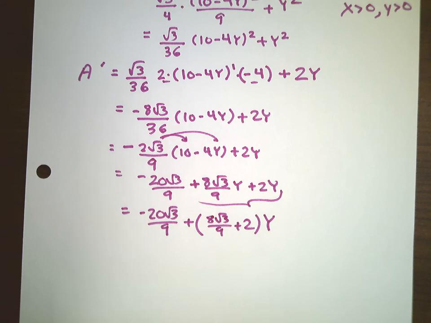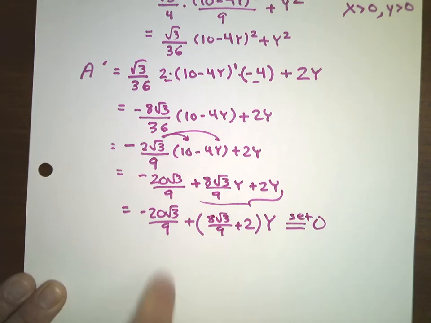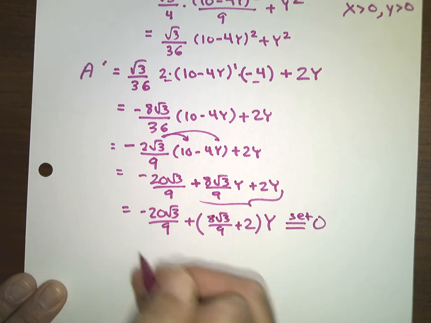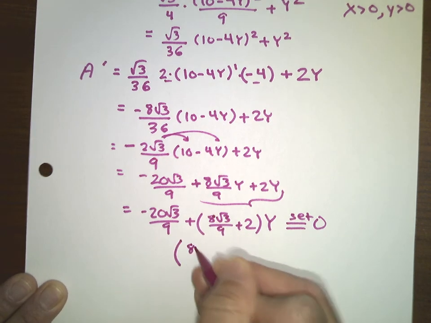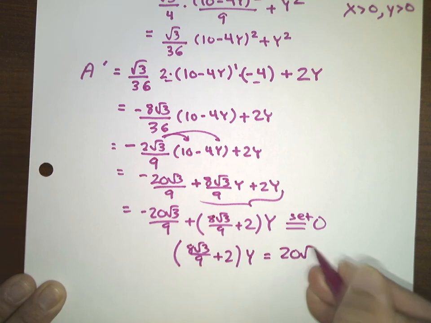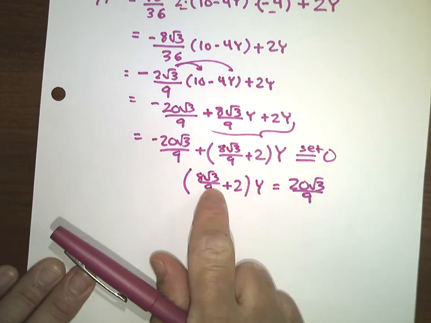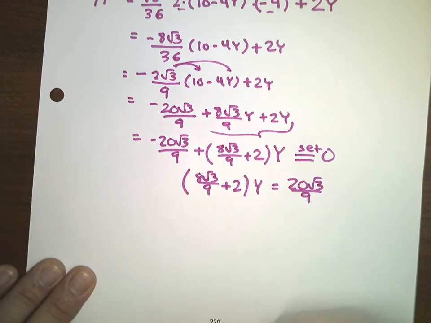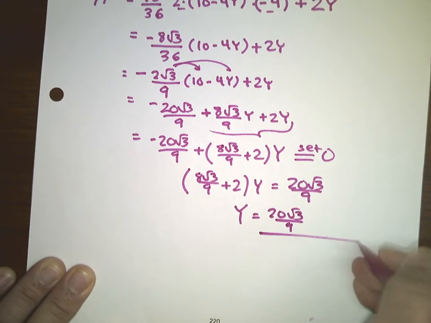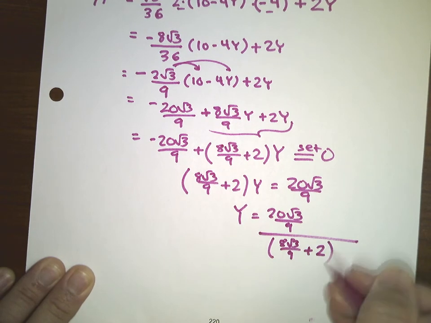And then after this, I'll just set this equal to 0. So then I'll need to add the 20 square root of 3 over 9 to each side. So that's 8 square root of 3 over 9 plus 2y is 20 square root of 3 over 9. And then divide by 8 square root of 3 over 9 plus 2. So y is 20 square root of 3 over 9 over 8 square root of 3 over 9 plus 2.